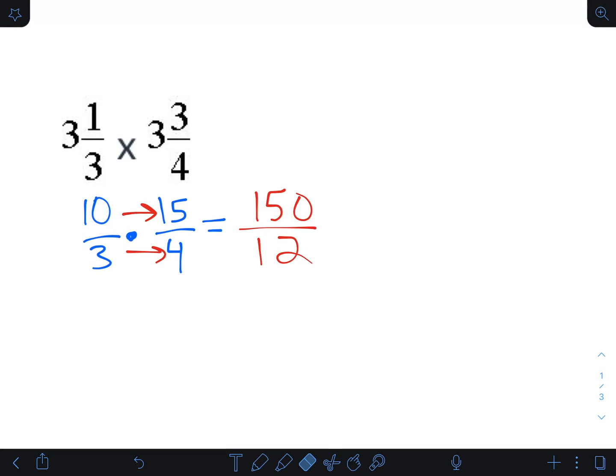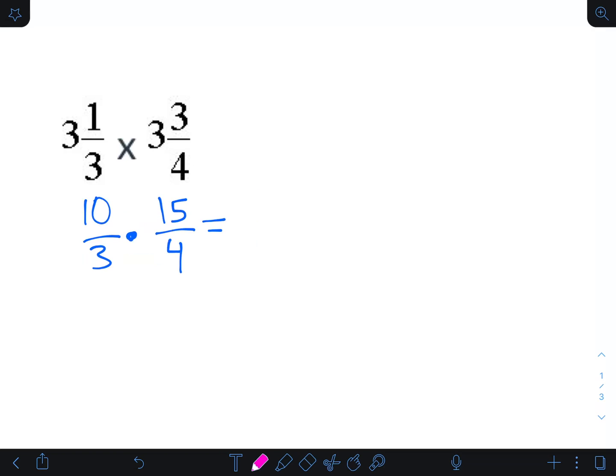Okay, so now this is the same work that we did previously. We know how to convert from a mixed number to an improper fraction. Awesome. And we know that once we multiply it, we have to reduce this really big number. But what if we didn't? What if we didn't have to reduce 150 over 12? What if we could reduce instead as we go? Here's what I mean. Let's get rid of that.